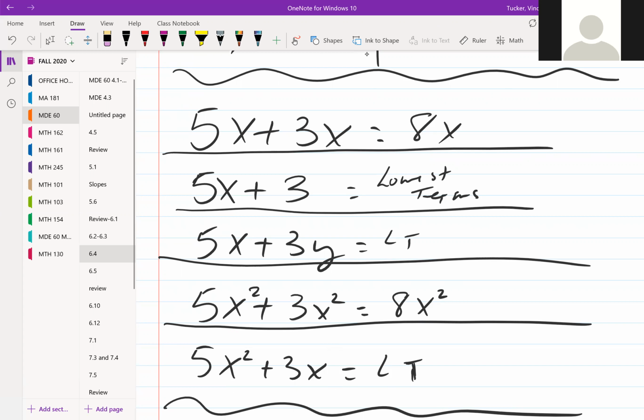So basically, if it doesn't have a like sign, you can't add it together. You said it has to have the exact same thing, the exponent, the exact same sign or term. Okay. All right.